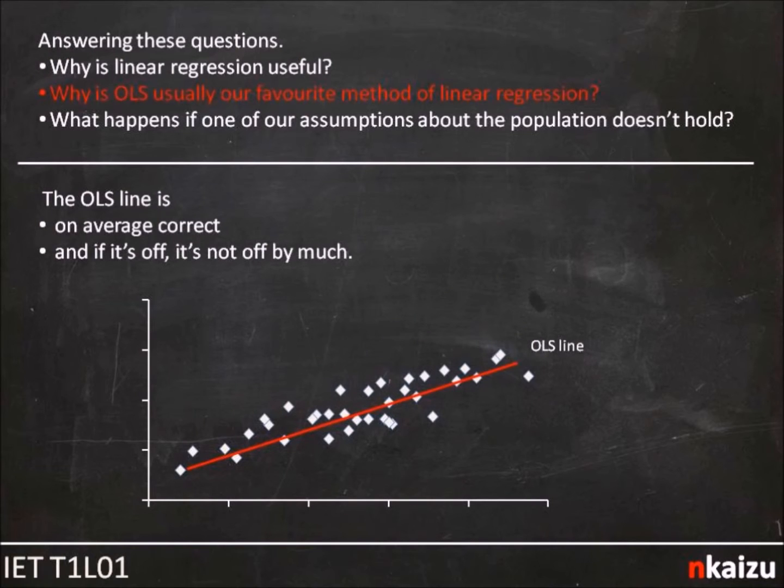The second question is, why do we usually like using OLS? The simplistic answer is that it gives us a good straight line of best fit, where on average it's correct, i.e. there is data evenly distributed above and below the line, and secondly that if the line is off, i.e. a data point isn't sitting exactly on it, then that data point isn't too far away. Again, in practice this involves a lot more maths, but this is a pretty good approximation of what we like about OLS.